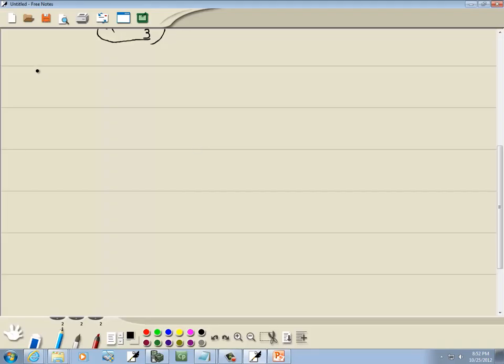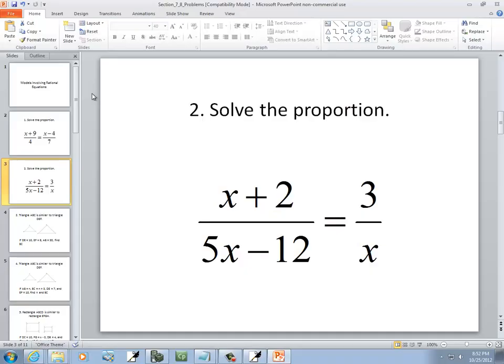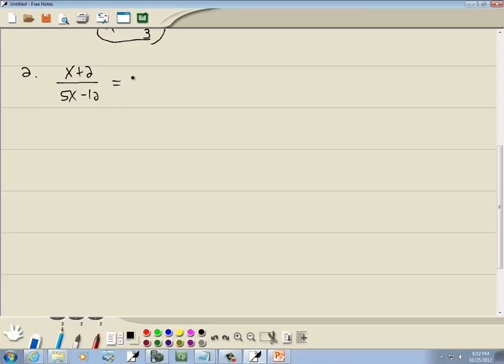Let's take a look at another one of these. We've got x plus 2 over 5x minus 12 equals 3 over x. Now we've got a single fraction equal to a single fraction, so again we'll cross multiply. Take x times x plus 2, and 3 times 5x minus 12. So we've got x times x plus 2 equals 3 times 5x minus 12.